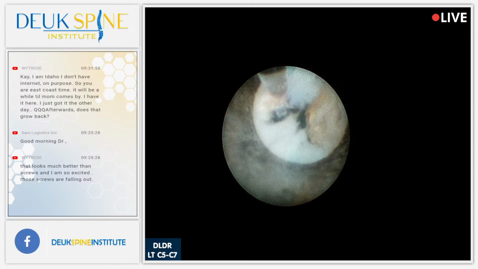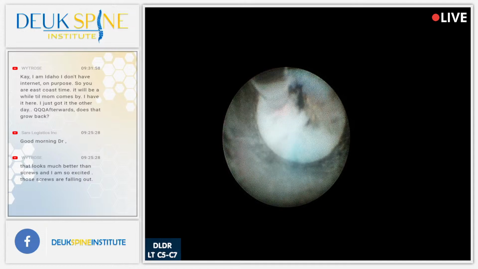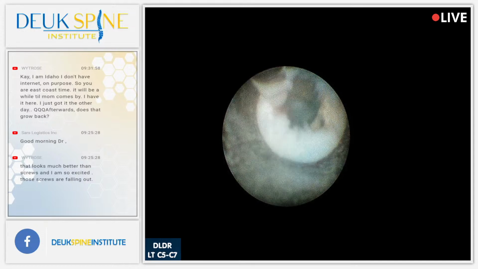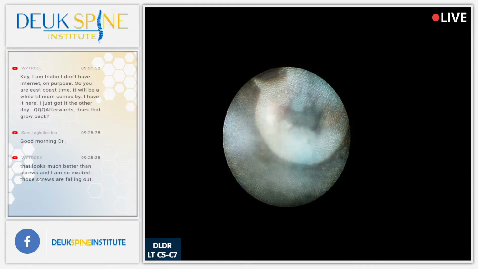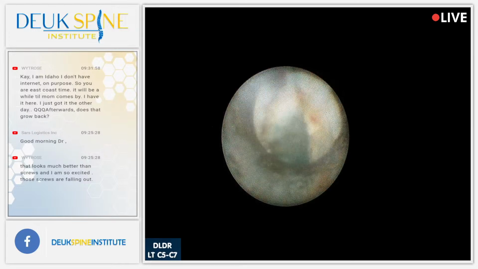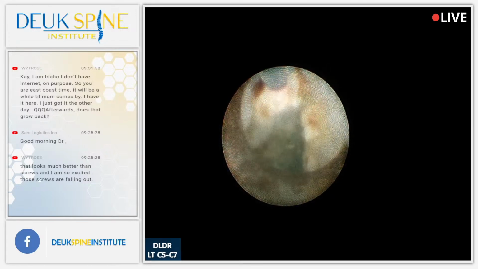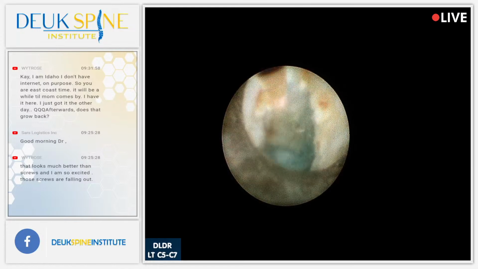Before you do that, I want to show you something. Look at the annular tear, folks. See the shredded fibers right there? That is the annular tear. And I'm debriding the edges. There's no other surgery that does a debridement of the annular tear, unless they're going to fuse you. But go ahead. Yeah, this is scar tissue right here.